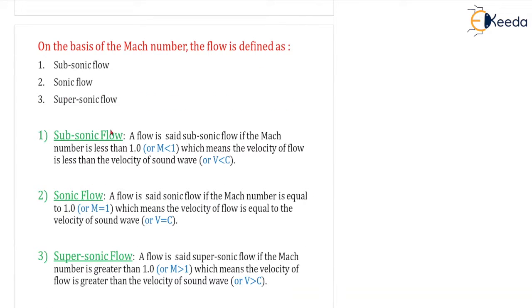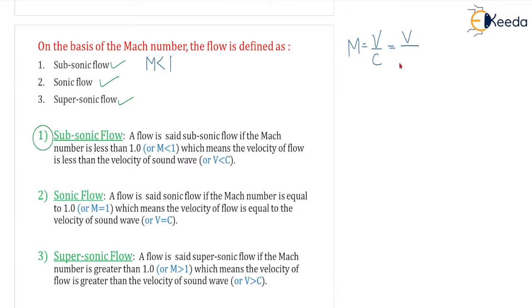On the basis of Mach number, the flow is defined as subsonic, sonic, and supersonic flow. So what is subsonic flow? A flow is said to be subsonic if the Mach number is less than 1. So subsonic means simply Mach number less than 1. And we know the definition of Mach number, V by C, velocity of the object to the velocity of the sound, correct?